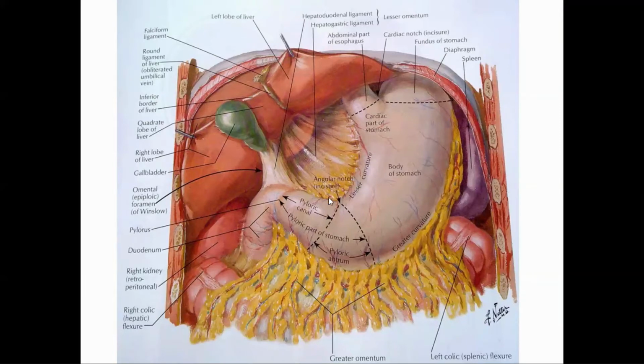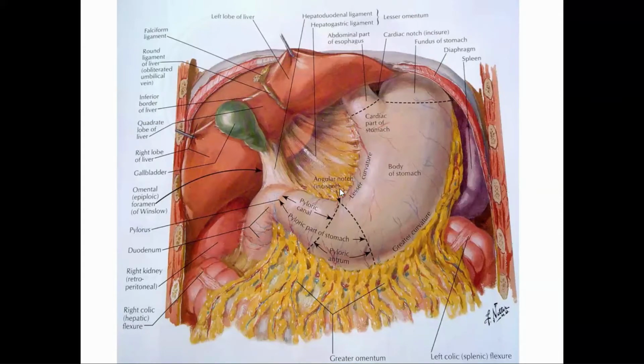The lesser curvature is J-shaped, which forms the right border of the stomach. It is J-shaped, and this curvature gives attachment to the lesser omentum. Lesser curvature gives attachment to the lesser omentum.